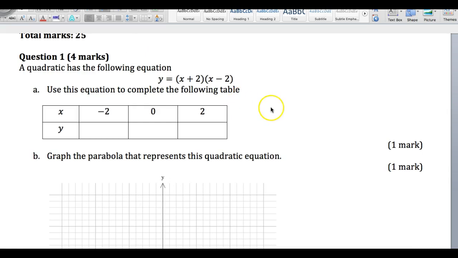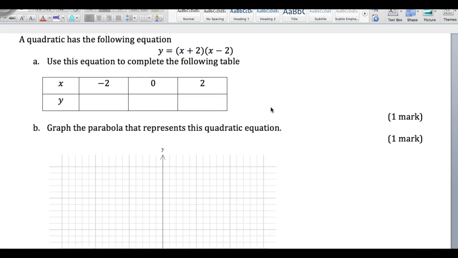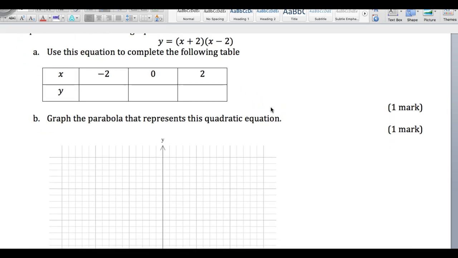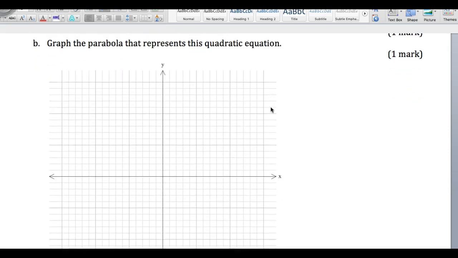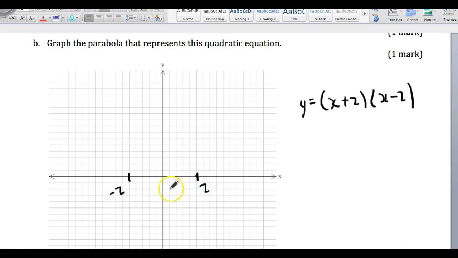Now on your actual test, I'm not putting those tables on because it has to be a lot shorter and we need to save time. So let's graph this one. I can't see the equation anymore, so let's write it over here: (x plus 2)(x minus 2). We had x-intercepts at negative 2 and 2, so we can plot them on.